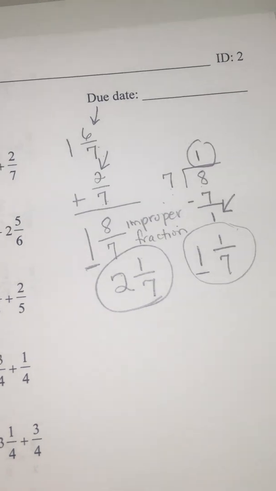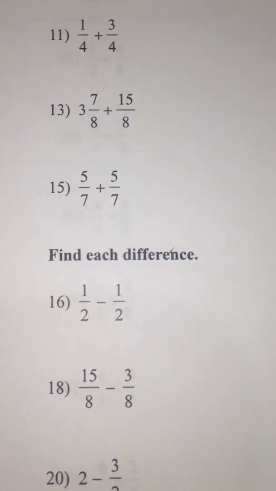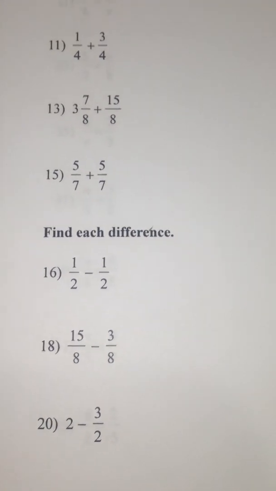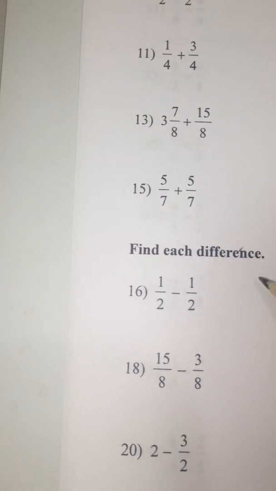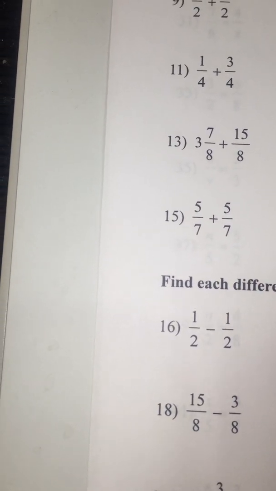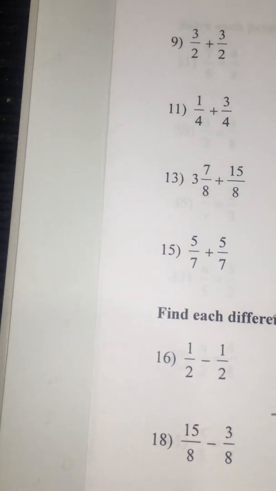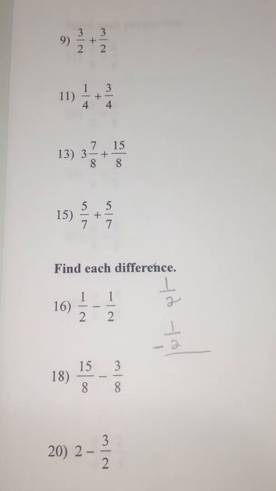Okay, now let's move down to an example like number 16. Find each difference. If you like to make yours vertical, you can. If not, you can just leave them horizontal, which is just writing it straight across.